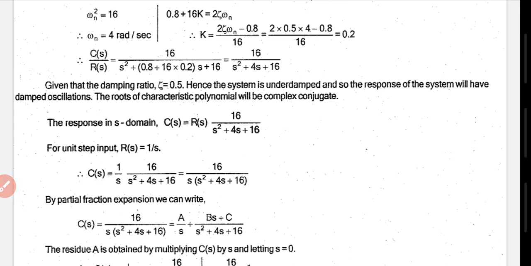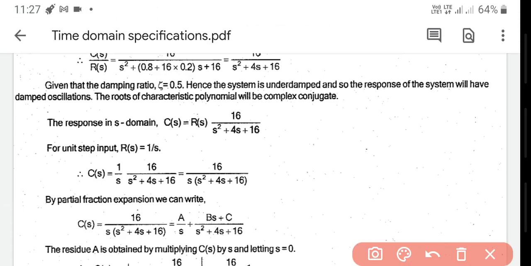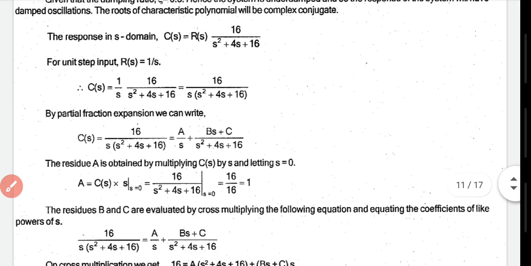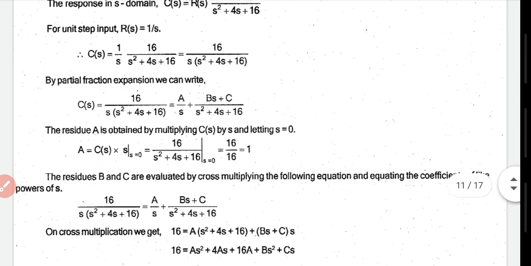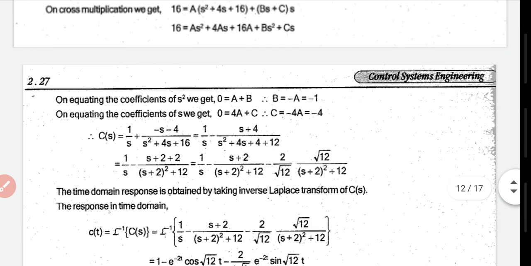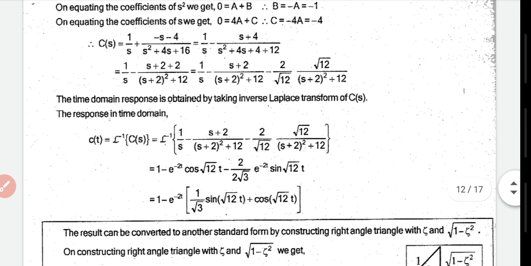Now we have to use partial fraction expansion once again for obtaining the C of t value. Which type of partial fraction expansion is it? It is case 3, right?